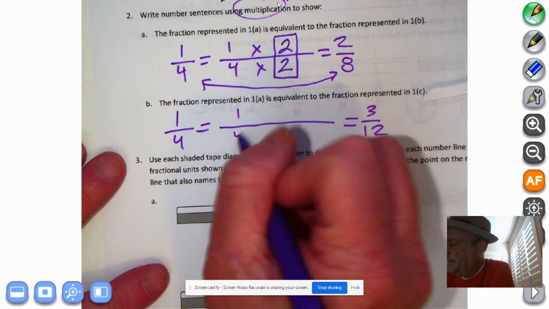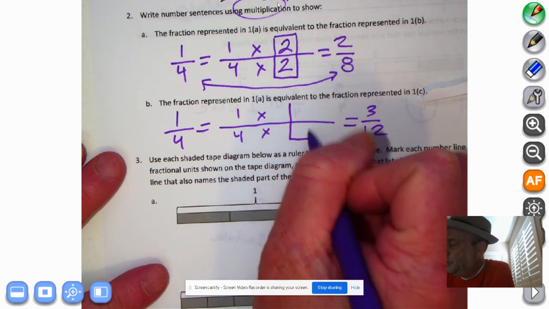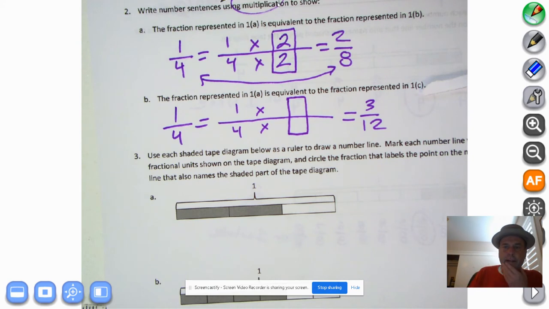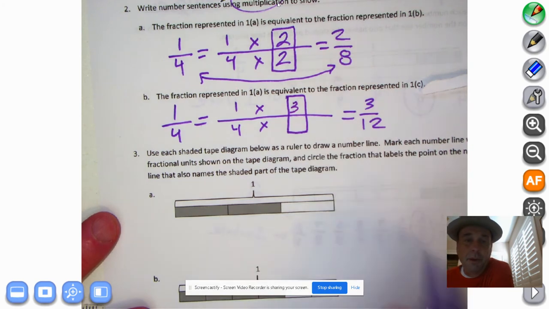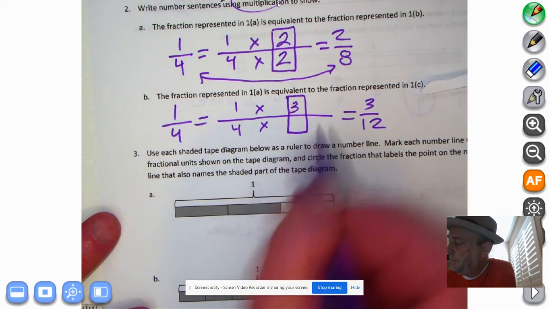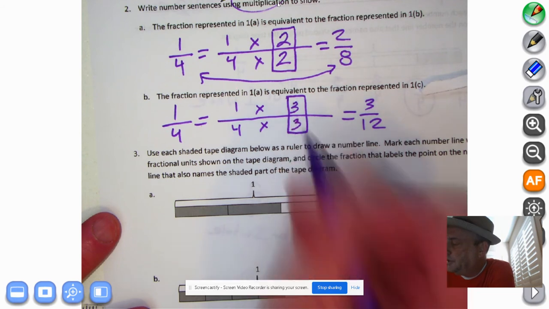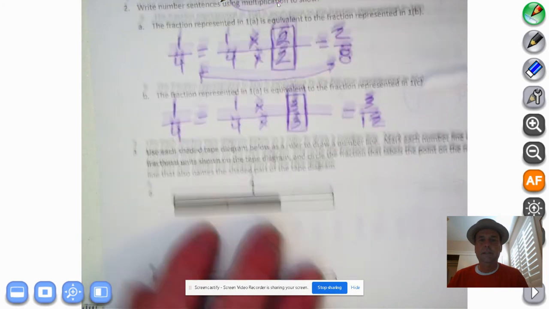So I have 1/4, and I'm going to multiply by a fancy form of 1. I would like you to pause the recording and try to figure out what fancy form of 1 you're going to use to get to 3/12 from 1/4. Go ahead and pause, and welcome back. Well, I know that 1 times 3 is 3. I also know that when I multiply to find an equivalent fraction, I have to use the same numerator and denominator, or the fancy form of 1. And I know that 4 times 3 is 12. True? 4, 8, 12. It is.